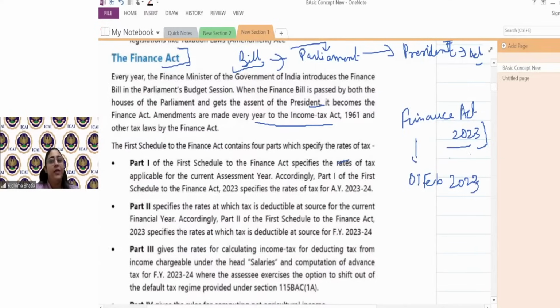Would come on 1st February 2023 and would be applicable for the coming financial year, which is your financial year 23-24.